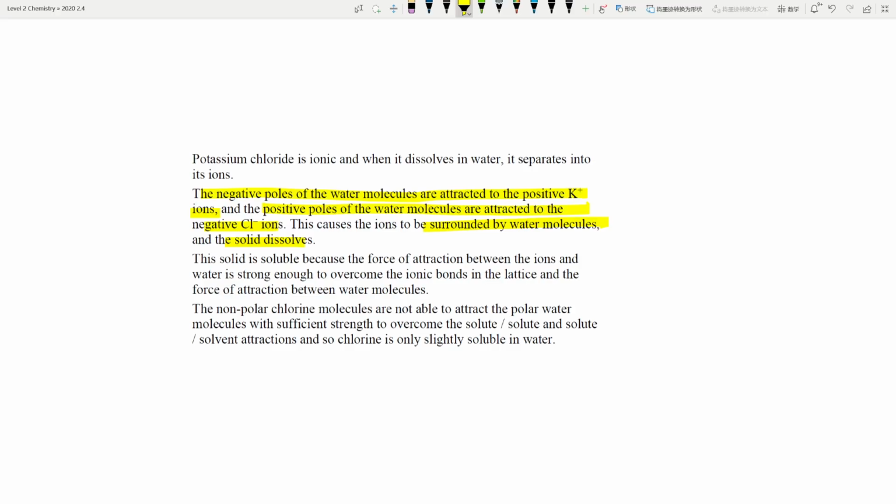Okay, so the key thing that you need to remember is that the force of attraction between the ions and water is strong enough to overcome the existing bond. In this case, it's ionic bonding. Okay, so the non-polar molecule, which is chlorine, can't do that because it doesn't have a charge, so it can't break the existing force of attraction. So they're much happier just to hang out on their own, because they can't achieve breaking that force of attraction with water. So overall, it stays separate, so they're not soluble.